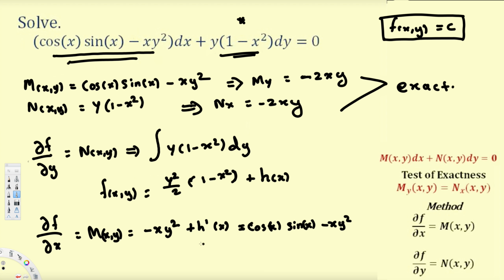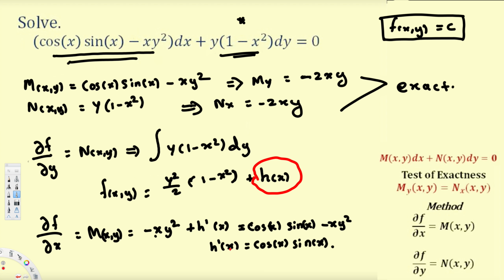And if you notice, we have minus x y squared on both sides, and whatever the other term is, plus this one, and here we have this one, so this one must be equal to this one, right? Because this one is the same, so h prime of x must be equal to cos x sin x. We need this because our final solution should be f of x, y equal to c. So we have to find this term in order to write it in this way.